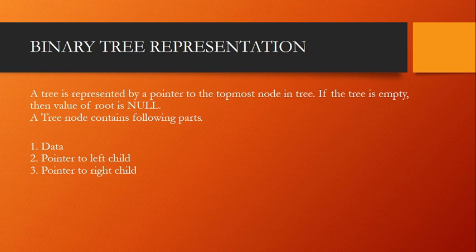Here we are going to deal with linear structure. We are not following an array concept, we are following linear structure. We need three partitions, because we are dealing with tree structure: we have an element, and we are dealing with the left node and the right node. So we have three partitions. A tree is represented by a pointer to the topmost node in the tree. If the tree is empty, then the value of root is null. The tree node contains the following parts. Like I said, it contains data, a pointer to the left child and a pointer to the right child.